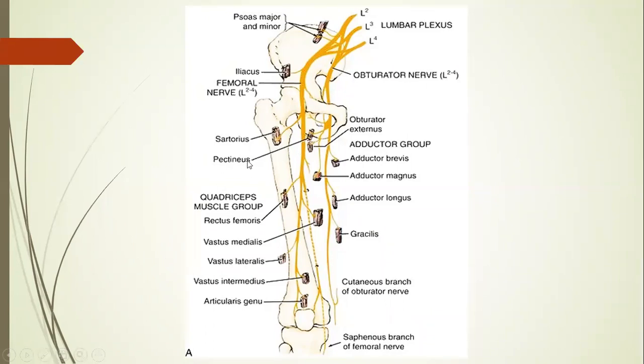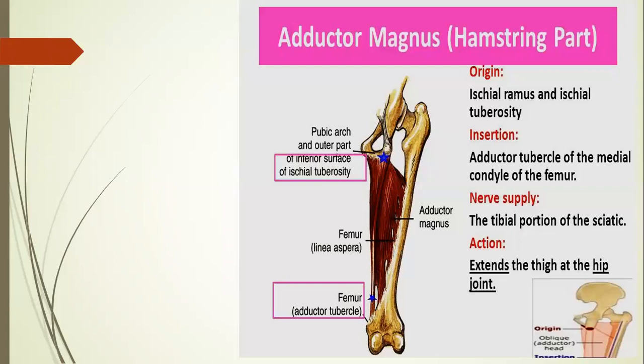So this beautiful drawing shows you how the femoral nerve supplies the muscles of the front of thigh and how the obturator nerve finally supplies the muscles of the medial compartment of the thigh.